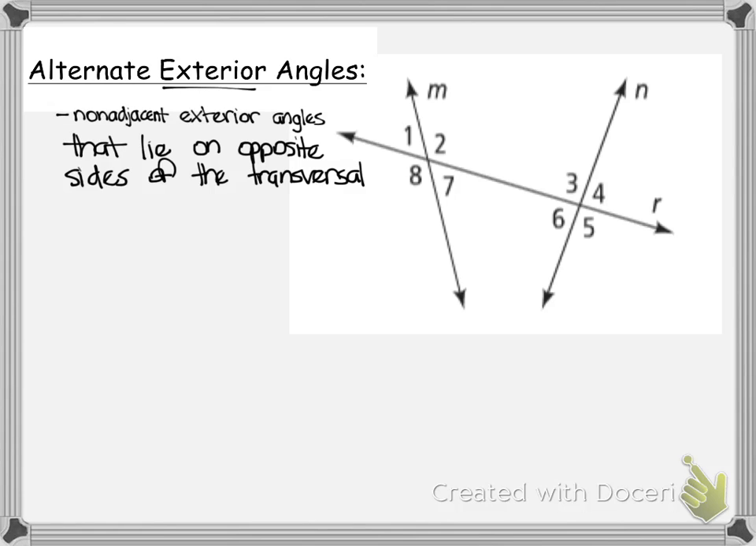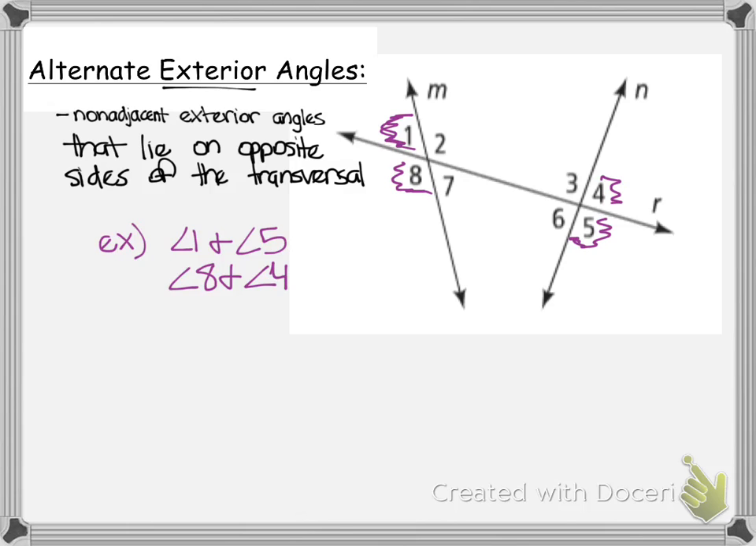Okay, and an example of those, we'll do those in purple, would be, for instance, 1, it is exterior, and then 5, it is exterior, and they are on opposite sides of our transversal. And then the last pair would be 8 and 4. Okay, so those are on opposite sides of our transversal, and they are exterior to the 2 lines. So hopefully with those definitions, you can see the difference between each one.